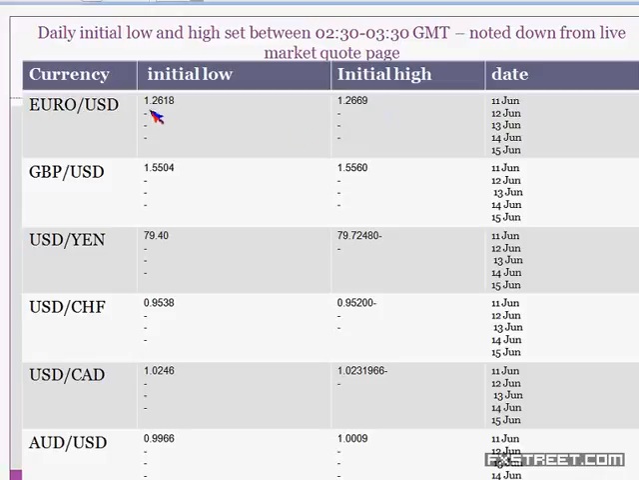Euro, the initial low was 1.2618 and the high was 1.2669. And they are not breached in the live market quote page. You can see that they are trading around 1.263839. And when compared to the Friday close level 1.2516, they straight away gained about 100 plus pips. And if you see the net change in the live market quote page, that is explained. So 122 pips positive net change is seen because it is shown in green.